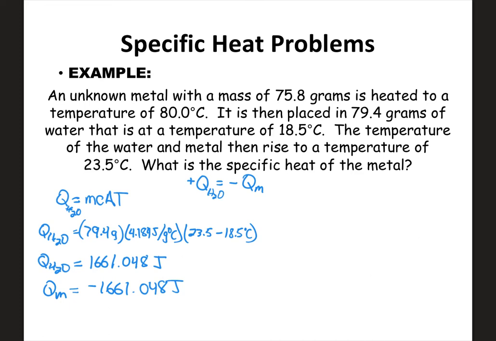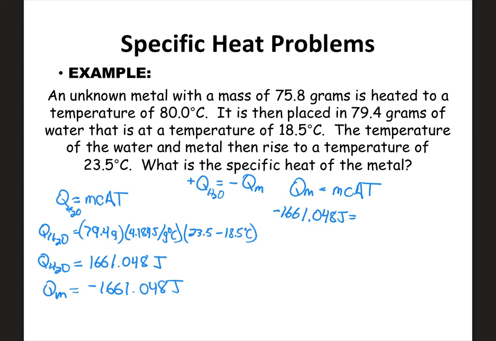You know Q for the metal is going to be equal to MC delta T, all right? So it's just a second Q equals MC delta T problem here. So plug in what you know and solve for your unknown. So for the Q of the metal, we just said, we found this here at the bottom. That's going to be negative 1661.048 joules. The mass of the metal, according to the problem.